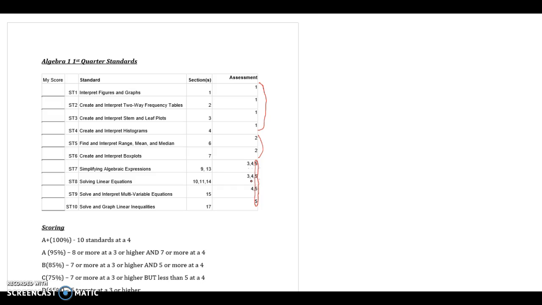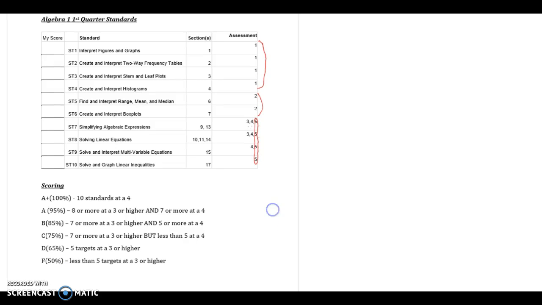Now at the end of the quarter, we're going to take a look and figure out where the kids are at. We've broken this down based on our 10 standards. 10 standards at a 4 is an A+. 8 at a 3 or higher is an A, as long as 7 are at a 4. And a B is 7 at a 3 or higher, and 5 at a 4, and so on.